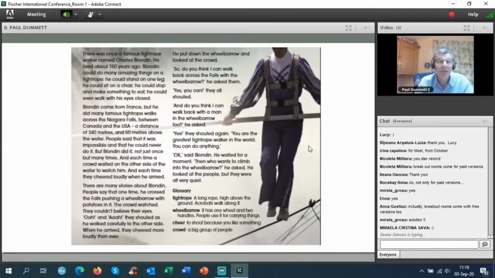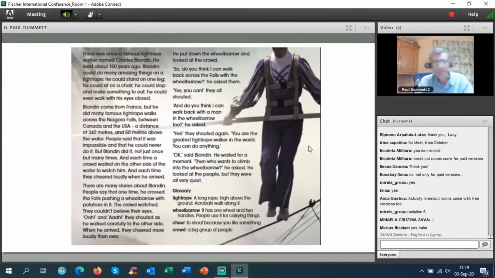Blondin could do many amazing things on a tightrope. He could stand on one leg. Can anyone here stand on one leg? But can you do it on a tightrope? He could sit on a chair. He could stop and make something to eat. He could even walk with his eyes closed.